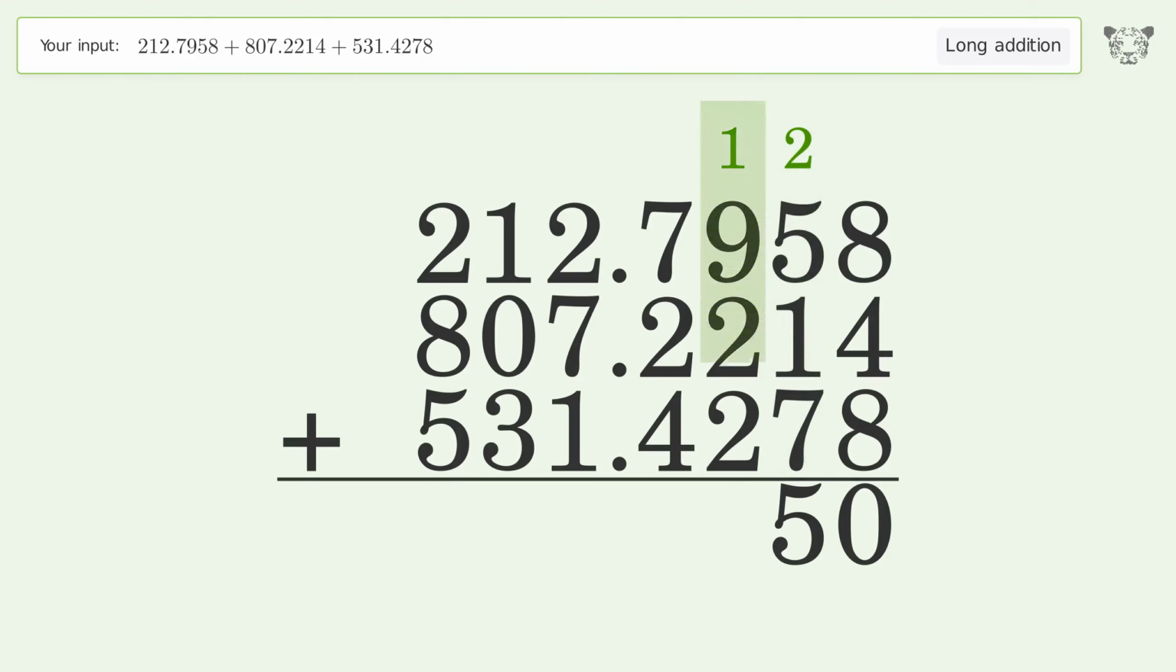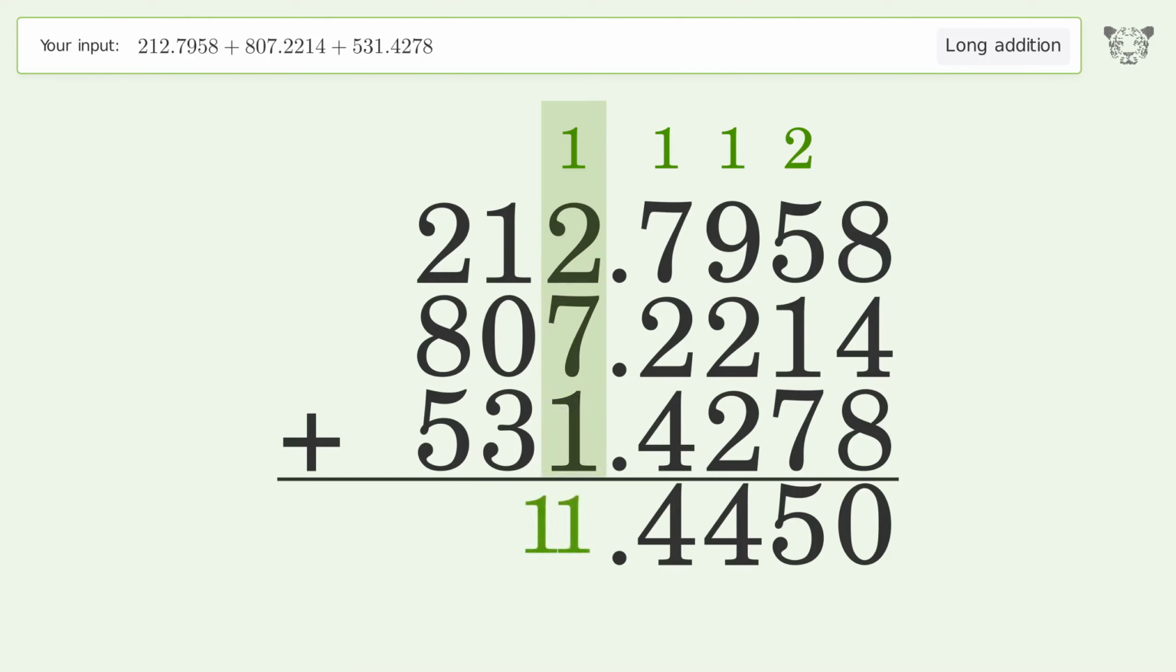1 plus 9 plus 2 plus 2 equals 14. Carry 1 to the tenths place. 1 plus 7 plus 2 plus 4 equals 14. Carry 1 to the ones place. 1 plus 2 plus 7 plus 1 equals 11. Carry 1 to the tens place.